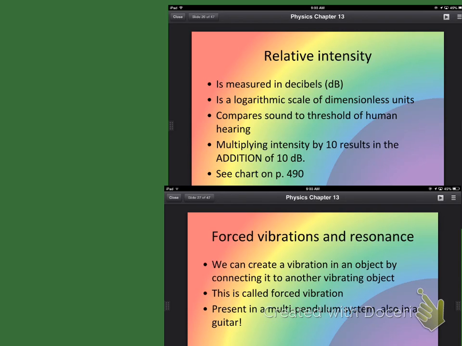That's all that is. Your multi-pendulum system in the lab should have developed resonance. I think we had some issues with that. The lab was a little messed up. But we'll try that again.